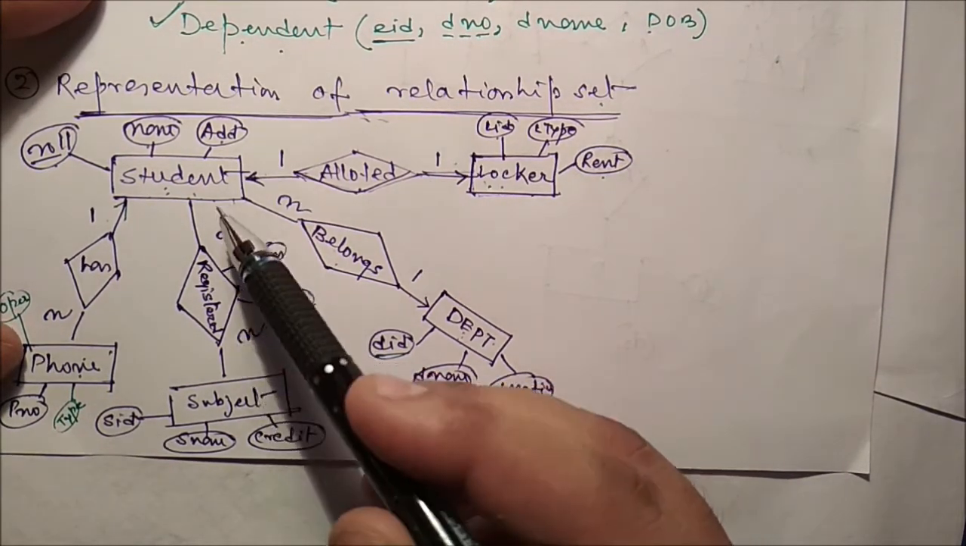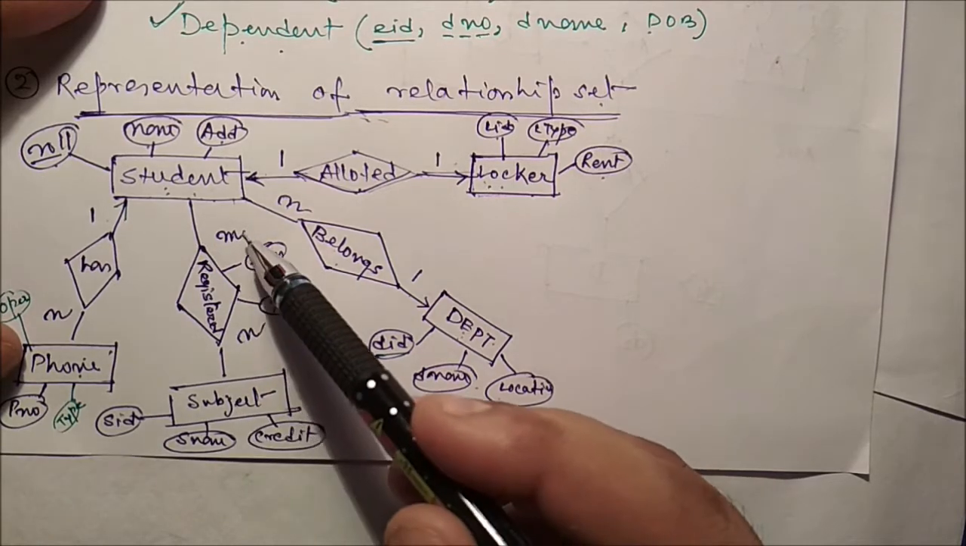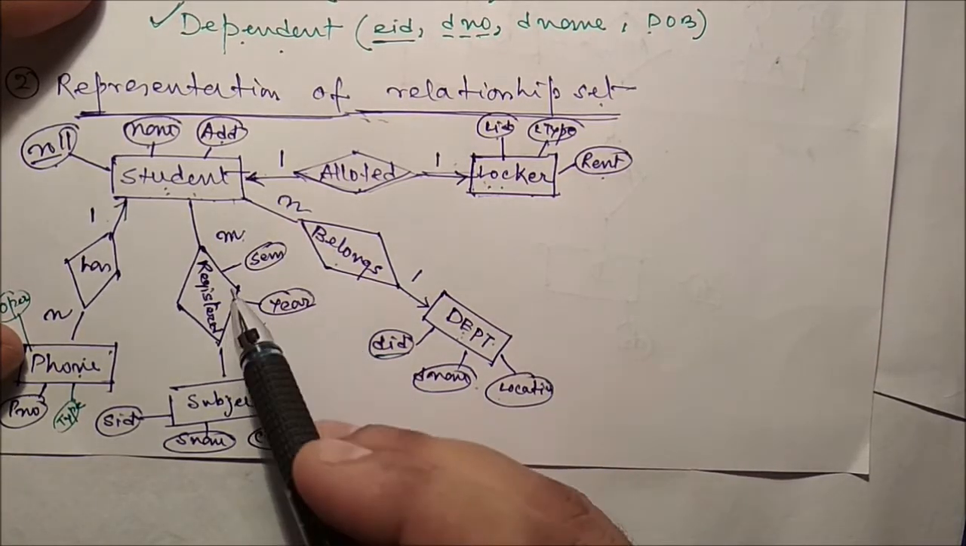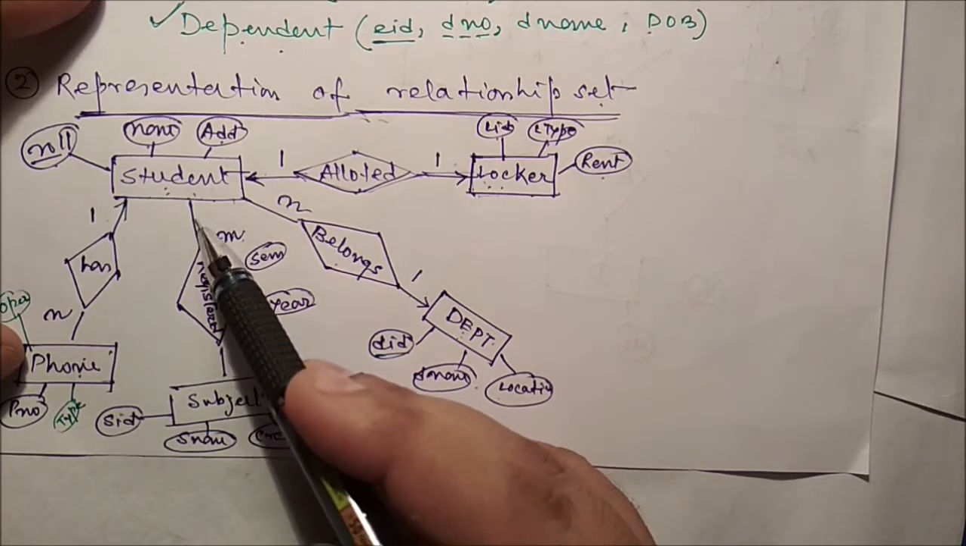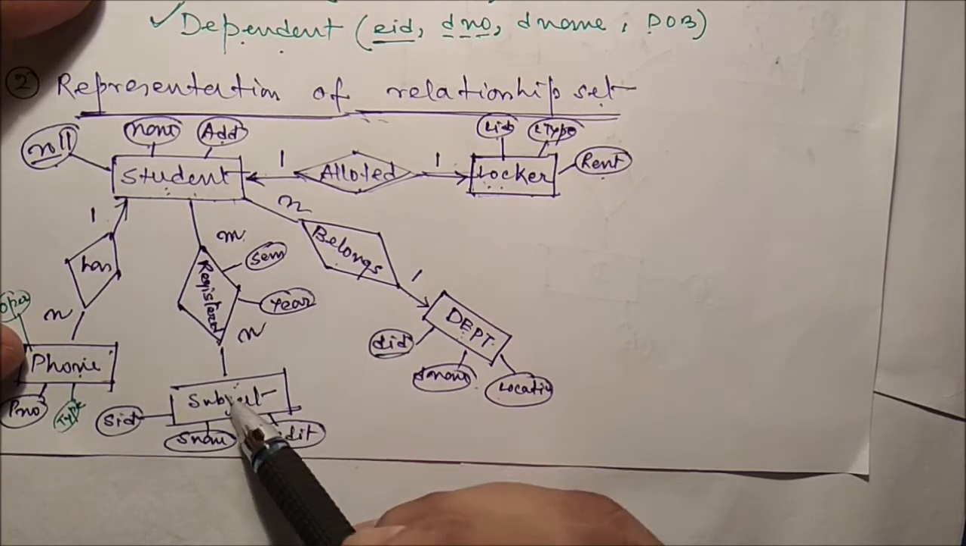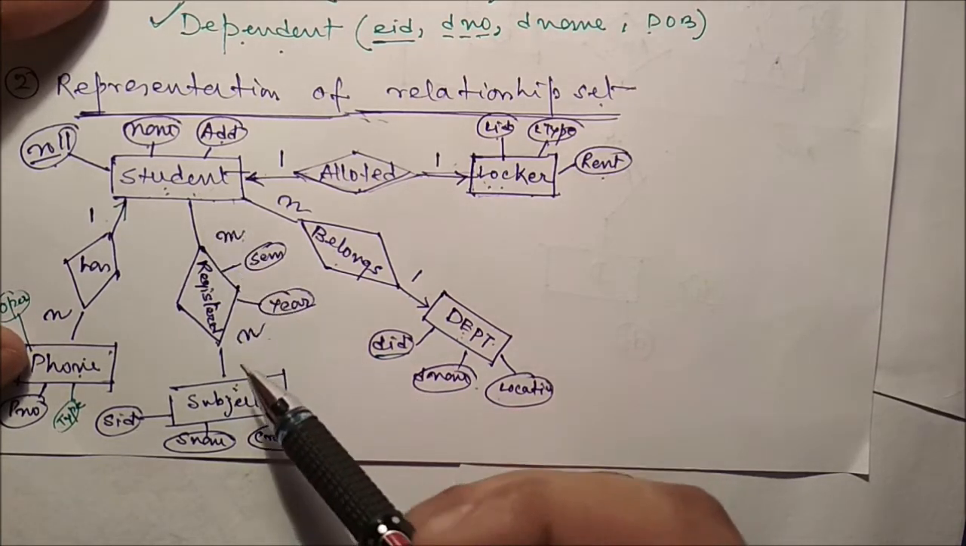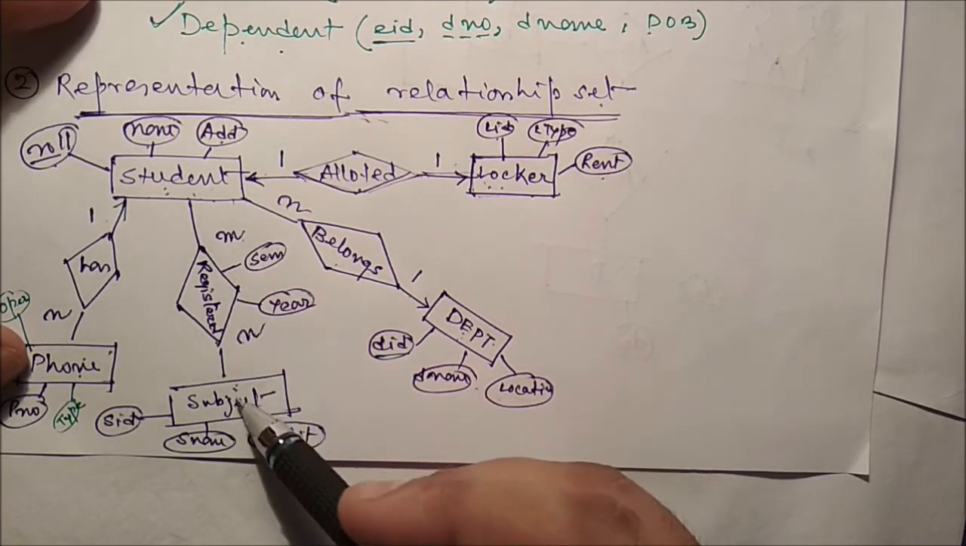And student registered subject. The relationship is m:n. So here one student may be registered in more than one subject, and under one subject so many students are there. Okay, so many students are registered in a single subject.